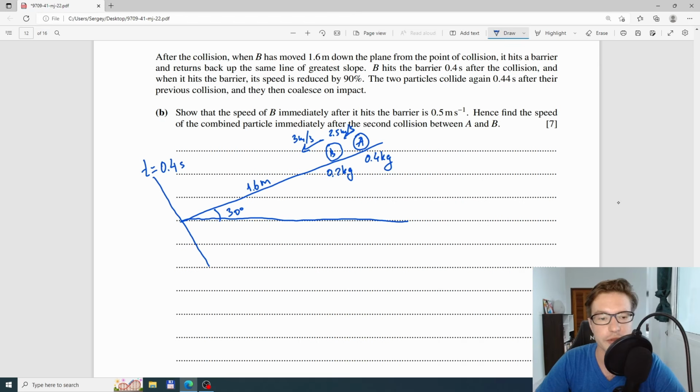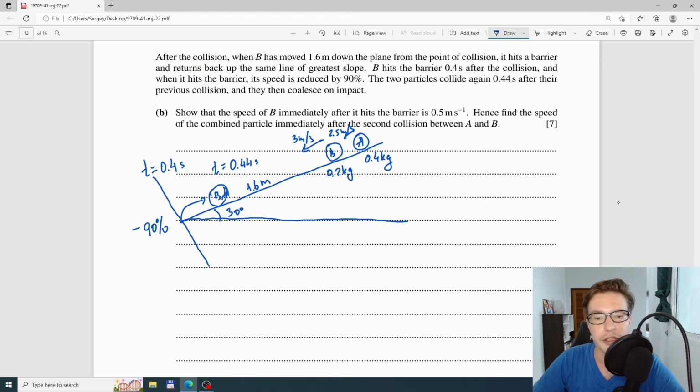And now here it's going to lose 90% of its velocity. And then the particle B is going to travel up, when it's going to collide with A. And then they're going to stick together. By that time, 0.44 seconds will pass. Okay, and we're looking for the velocity of the combined particle immediately after the second collision.